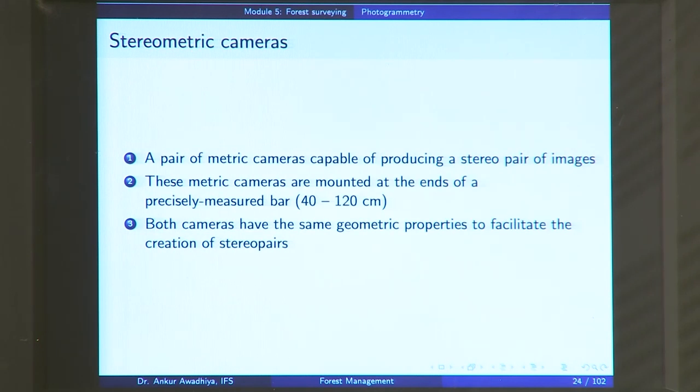At the same time, we also make use of stereometric cameras, in which case you have 2 cameras. A stereo image is an image taken by 2 cameras, and a stereometric camera is 2 metric cameras being used together. So, it is a pair of metric cameras capable of producing a stereo pair of images, and you will get a 3-dimensional view from these images. These are mounted at the ends of a precisely measured bar 40 to 120 centimeters in length, and both the cameras have the same geometric properties to facilitate the creation of stereo pairs.